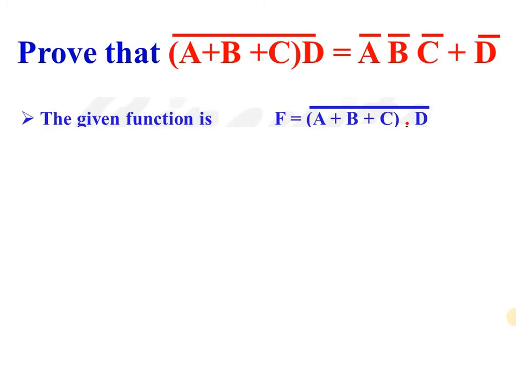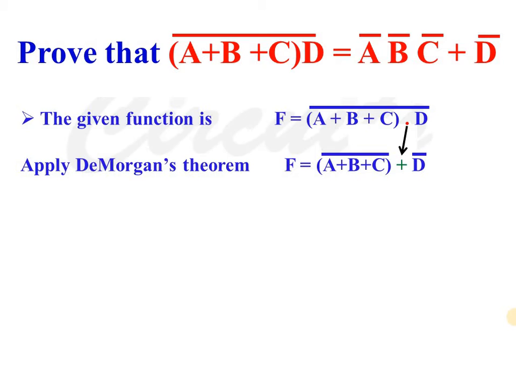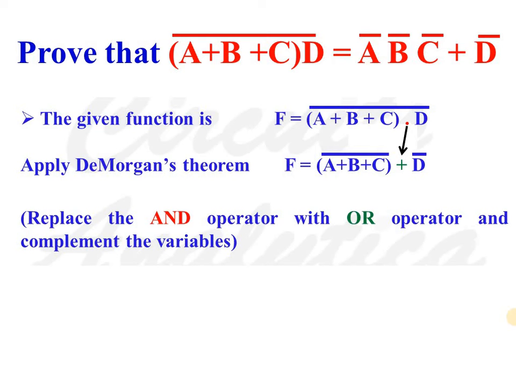So as the two inputs of the NAND gate are (A or B or C) and D, the complement of these two becomes (A or B or C) bar and D bar. So after applying De Morgan's theorem, we will get (A or B or C) the whole bar or D bar. Replace the AND operator with the OR operator and complement the input variables.